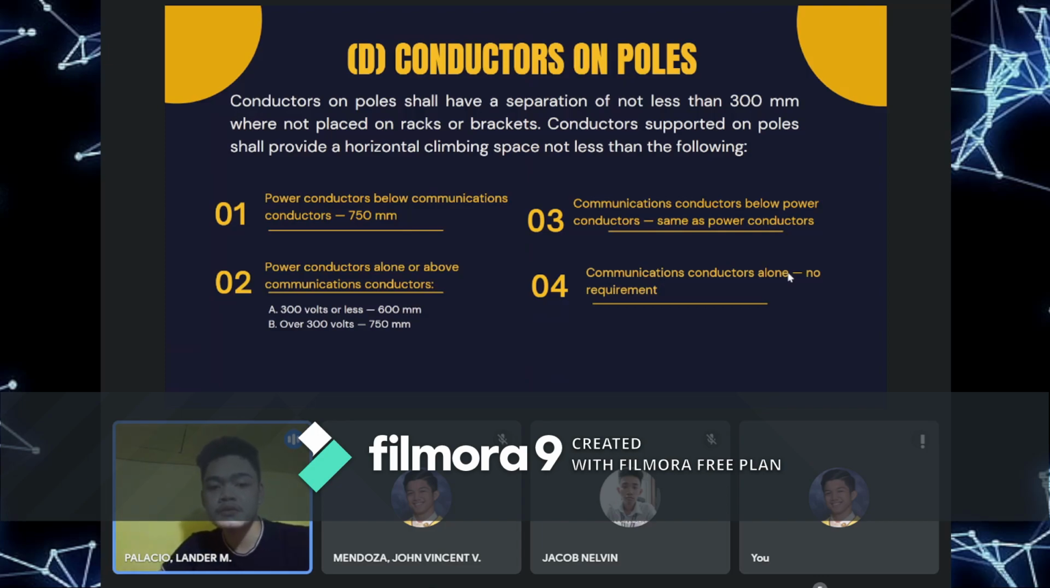Power conductors alone or above communication conductors, we do have two categories. First, 300 volts or less, yung measurement niya should be 600 millimeter, and then B, over 300 volts should be 750 millimeter. And for communication conductors below power conductors, so same lang siya dun sa una, no? It should be 750 millimeters. And then communication conductors alone, there's no requirement.